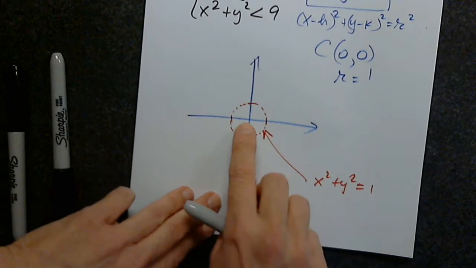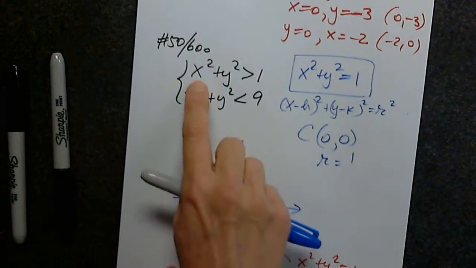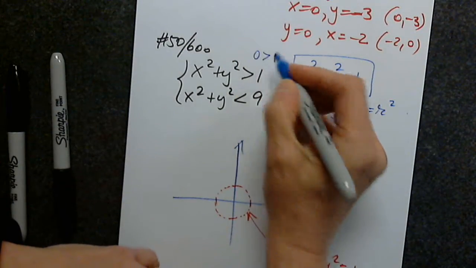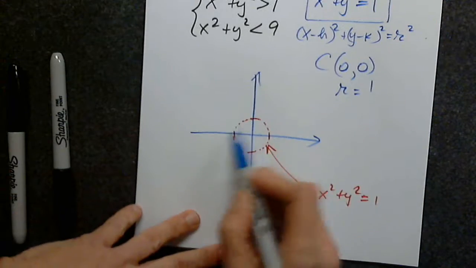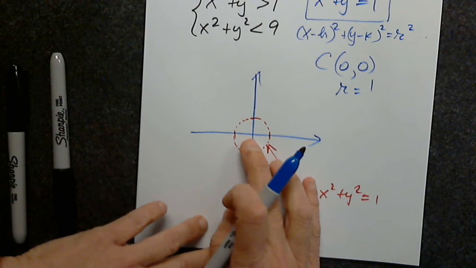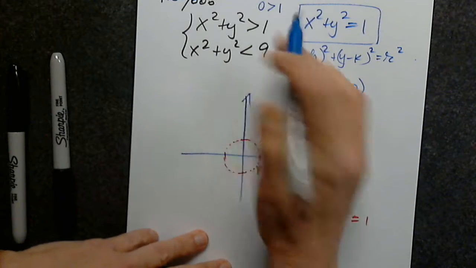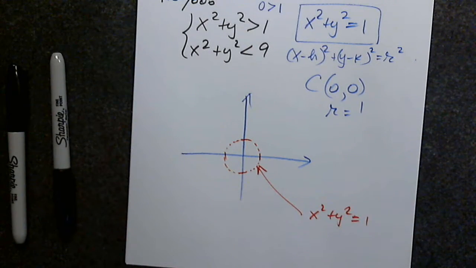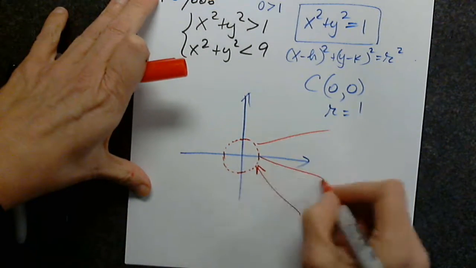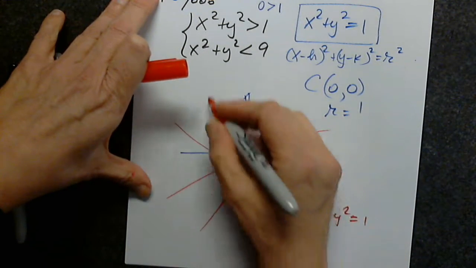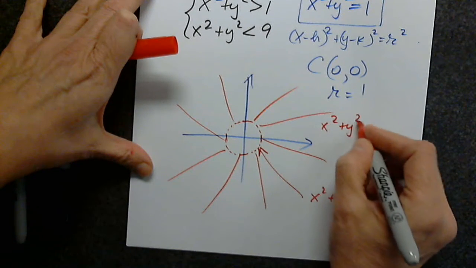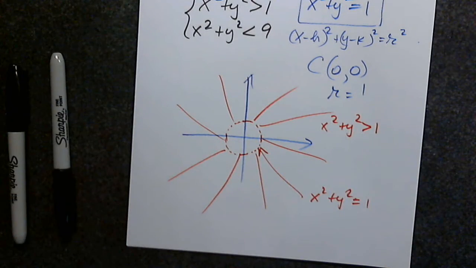Of course I'm going to pick 0, 0 and plug it in. 0 plus 0 is 0. Greater than 1? If you say yes, I will shade it inside because I checked with a point from the inside. If you say no, I will shade in the outside. It's no, so I have to shade in the outside. This is x squared plus y squared greater than 1.